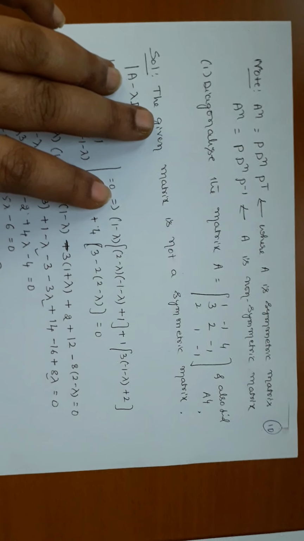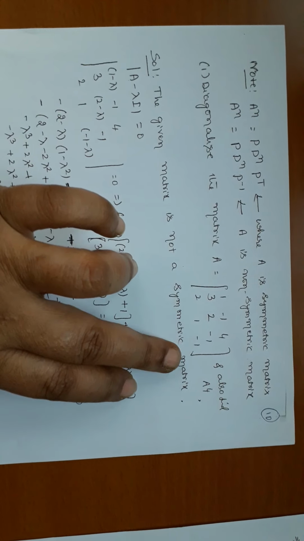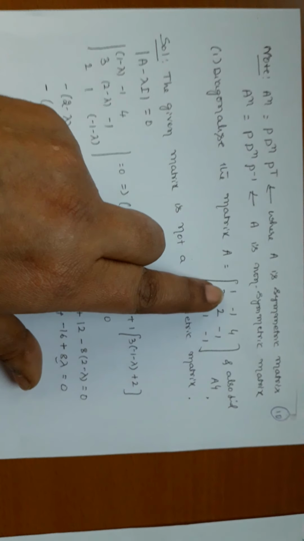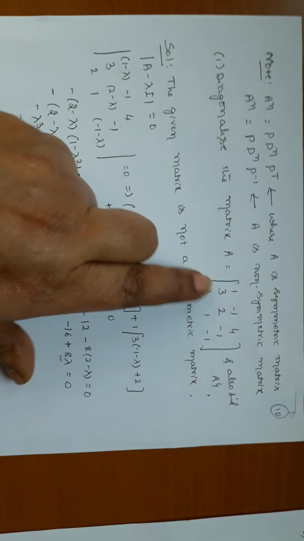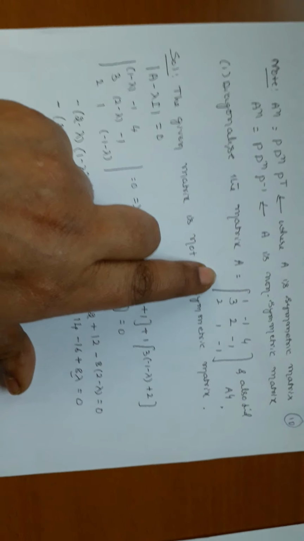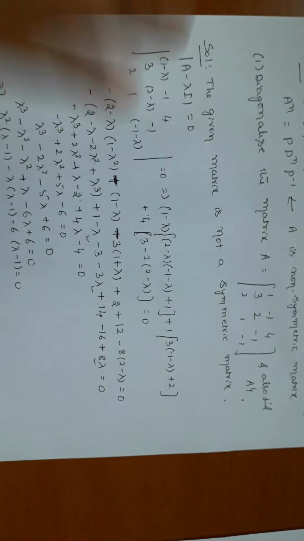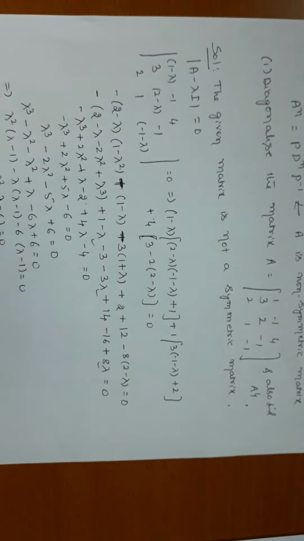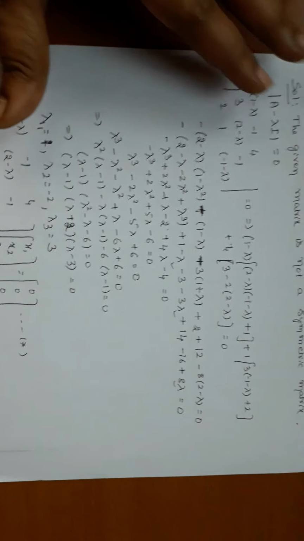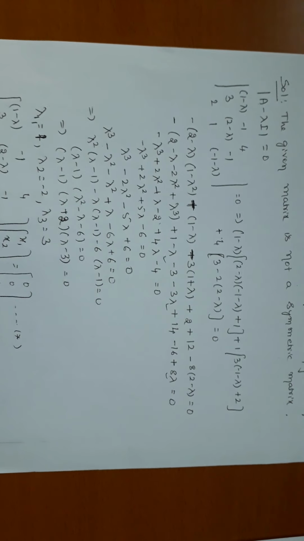Okay. Diagonalize the matrix 1, minus 1, 4, 3, 2, minus 1, 2, 1, minus 1 and also find A power of 4. Observe, if you change row into column, A transpose is definitely not equal to A, therefore the matrix A is not a symmetric matrix. How to do it? Same procedure. First, write the determinant of A minus lambda I, and find the characteristic equation using the determinant of A minus lambda I.